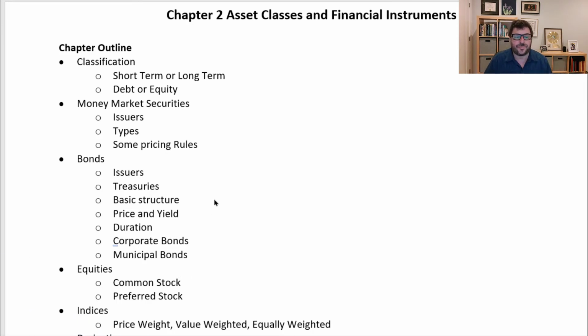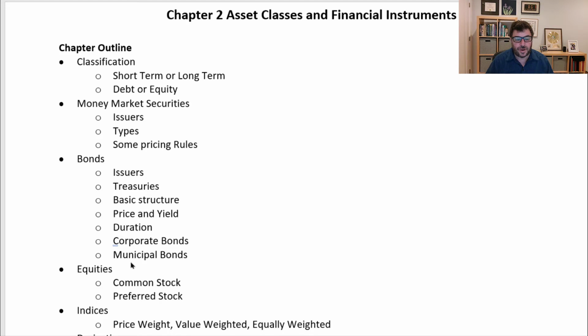And we'll start with this general classification, short-term versus long-term, and debt or equity, to understand the terminology that we're going to use. And then we'll move on to three broad categories. We'll start with money market securities, issuer types, and some of the pricing rules. Then we'll move on to bonds. We'll talk about the issuers, the U.S. Treasury, basic structure, the price-yield relationship, duration, which is a measure of interest rate risk.